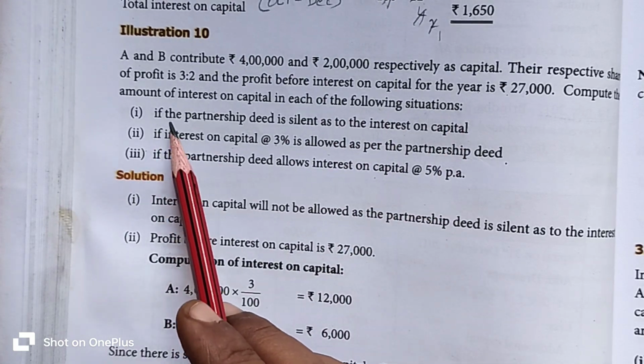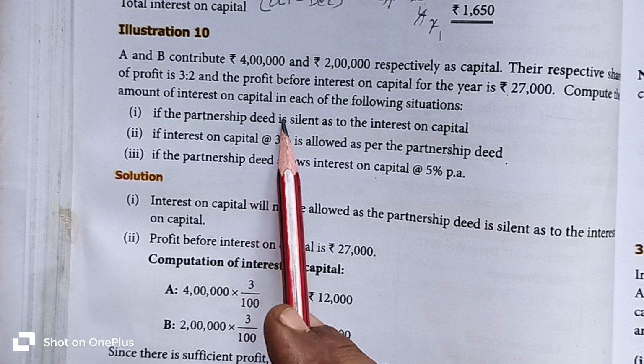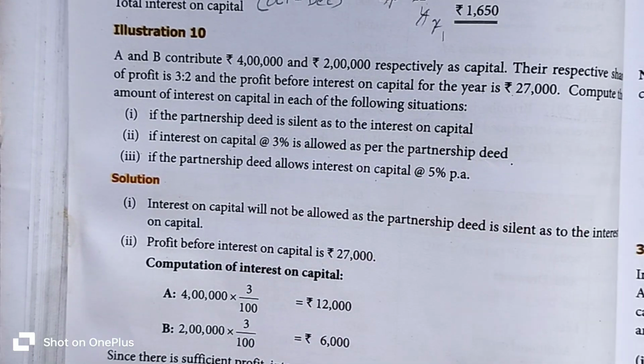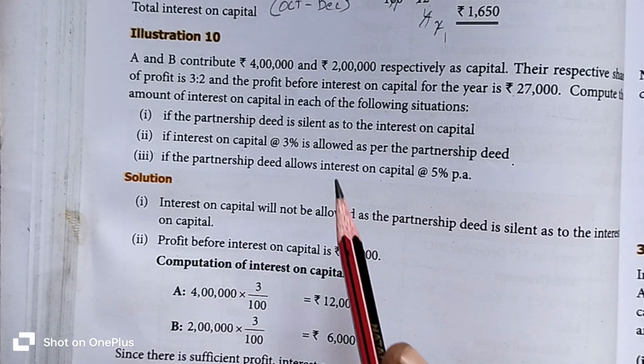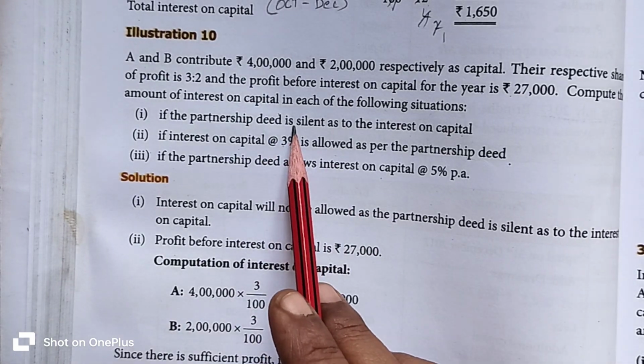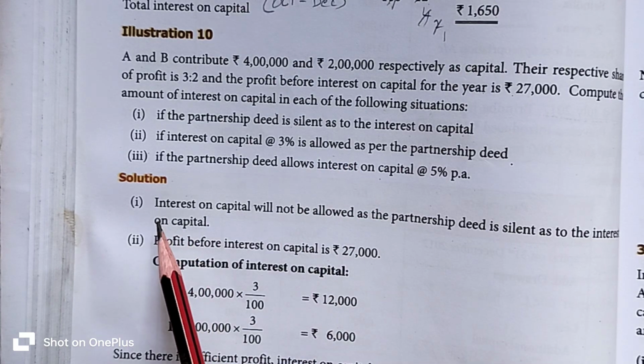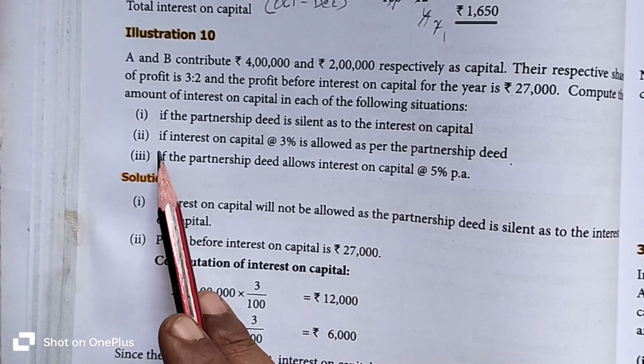Let's take the first situation: if the partnership deed is silent as to the interest on capital. Listen here. If the partnership deed is silent, then interest on capital will not be allowed. Okay, so go for the next situation.